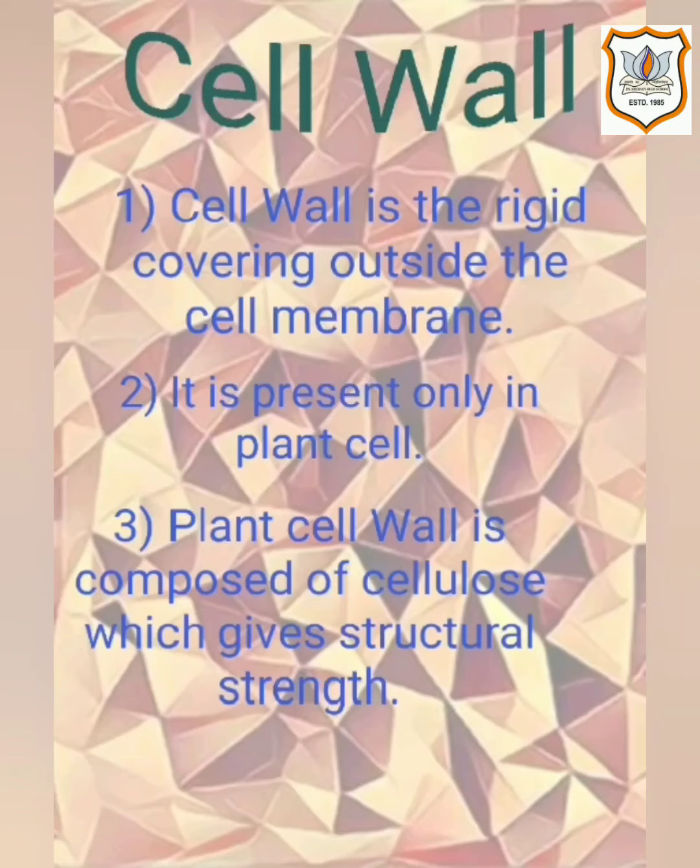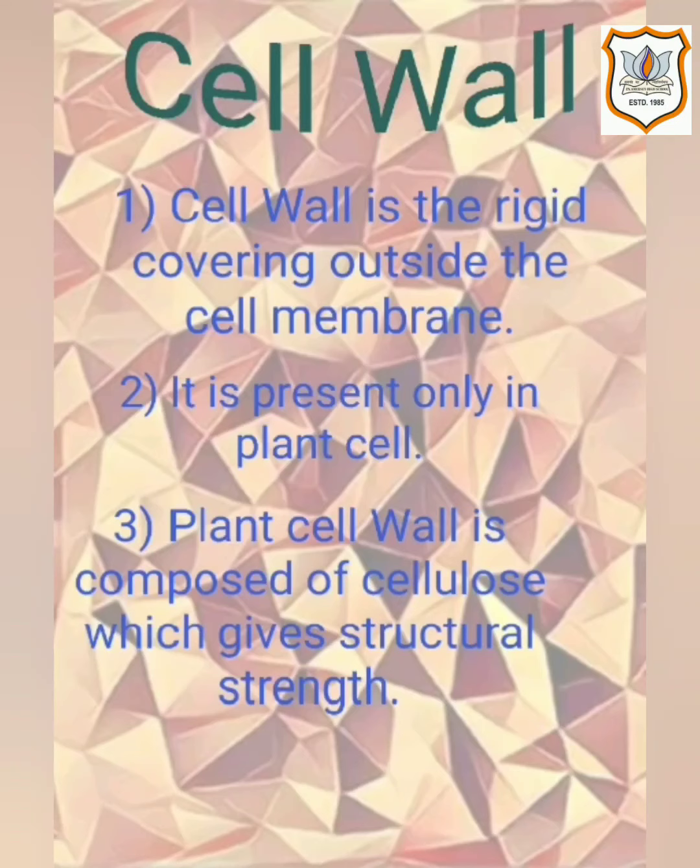Plant cells, in addition to the plasma membrane, have another rigid outer covering known as cell wall. This cell wall lies outside the plasma membrane. And we know that the cell membrane or plasma membrane is made up of organic molecules like lipids and proteins. Similarly, cell wall is made up of cellulose.